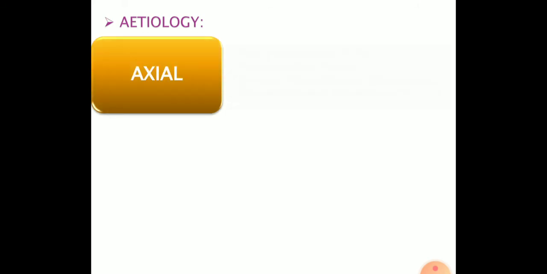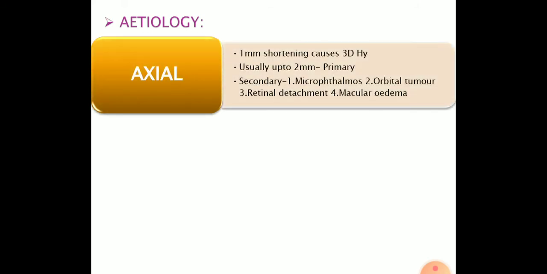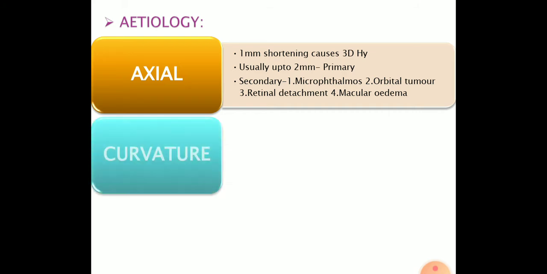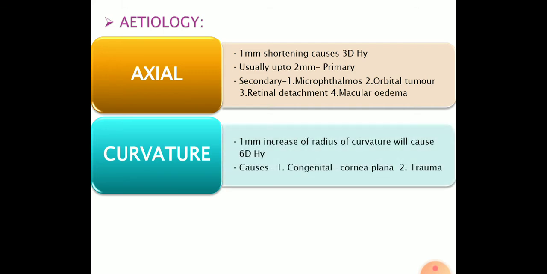Etiology. Axial hypermetropia: 1 mm shortening causes 3 diopter of hypermetropia. Usually it is up to 2 mm, that is primary axial hypermetropia. Secondary causes are microphthalmos, orbital tumor, retinal detachment and macular edema. Curvature hypermetropia: 1 millimeter increase in radius of curvature will cause 6 diopter of hypermetropia. Causes: one is congenital, that is cornea plana, and number 2 is acquired, due to trauma.